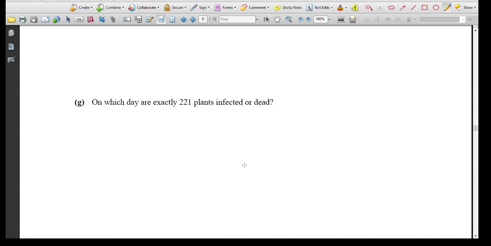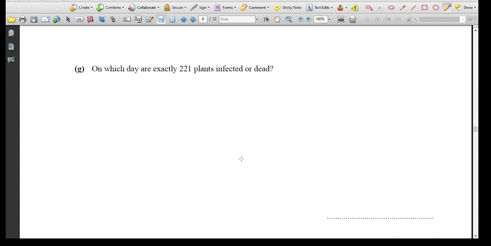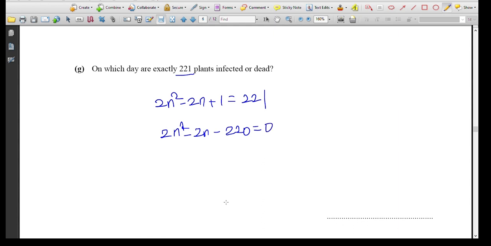Next, on which day are there exactly 221 plants infected or dead? So as I said before, it's very easy if the total number of infected plants is given and we have the n term in our hand. 2n squared minus 2n plus 1 equals 221, that's given in the question. So now we can bring everything to the same side, so 2n squared minus 2n plus 1 minus 221 gives minus 220 equals 0. And 2 is a common factor, so if you divide by it, you get a new quadratic equation, which is n squared minus n minus 110 equals 0.